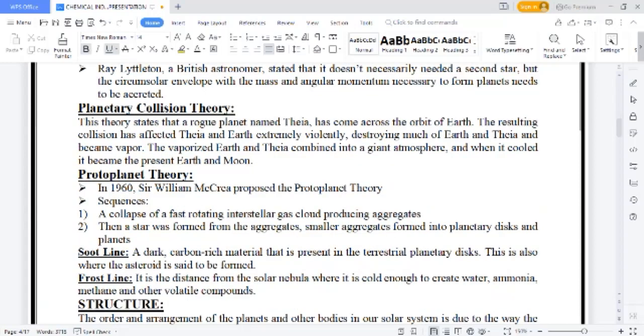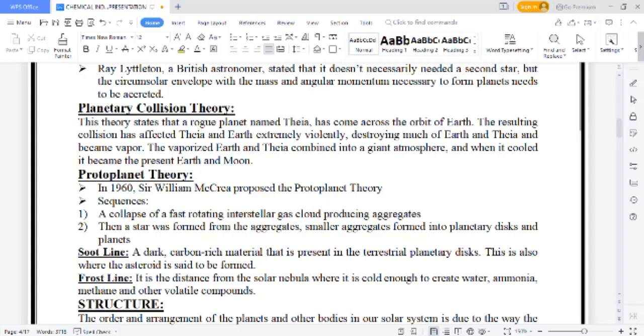And he also observed two lines. First is the soot line and second is the frost line. Basically, what is the soot line and frost line? First of all, the soot line. The soot line is a dark, carbon-rich material that is present in terrestrial planetary disks, and this is also where asteroids are said to be formed.